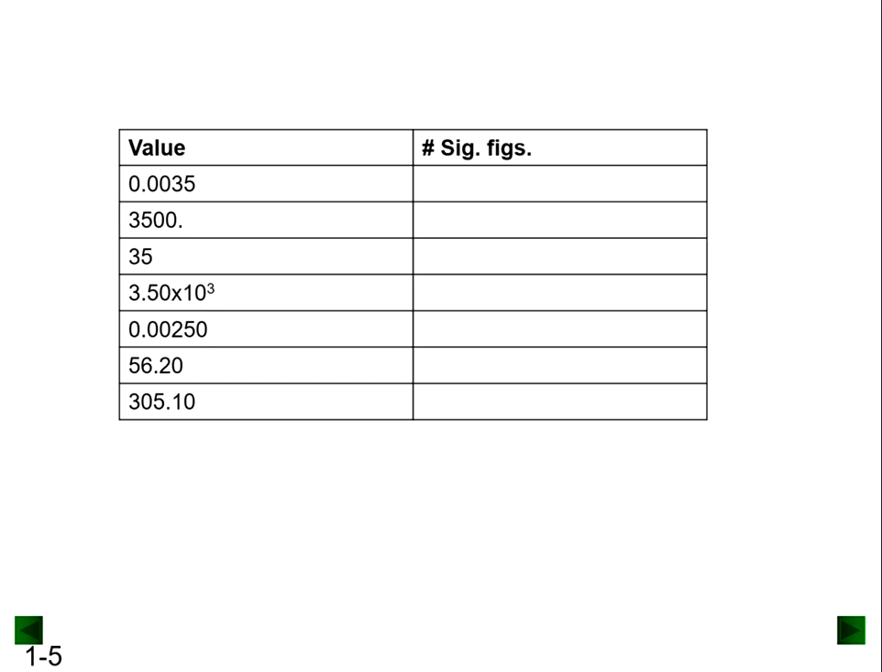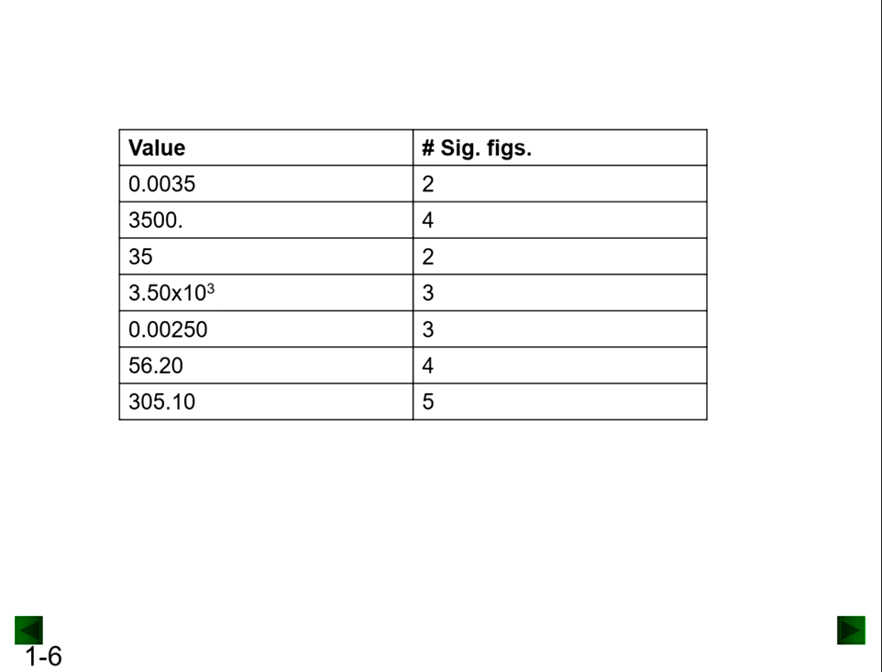Here we see the correct answers. So for the numerical value 0.0035, there are two significant figures. The 0s between the decimal place and the 3 have to be there to indicate the magnitude of the number. But if we wrote it in scientific notation, it would simply be 3.5 times 10 to the minus 3. So those zeros are only placeholders.